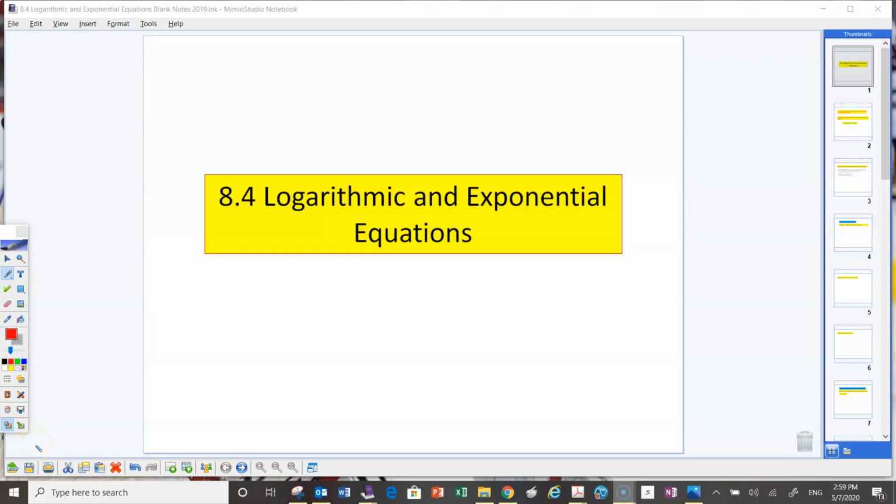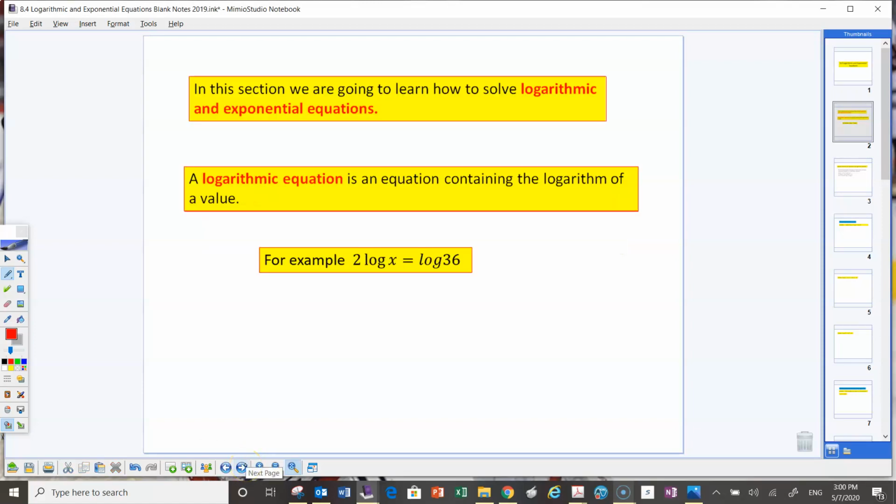Today we're going to look at the last section of Chapter 8, dealing with logarithmic and exponential equations. In this section we're going to learn how to solve logarithmic and exponential equations. A logarithmic equation is an equation containing the logarithm of a value. For example, 2 log x equals log 36.